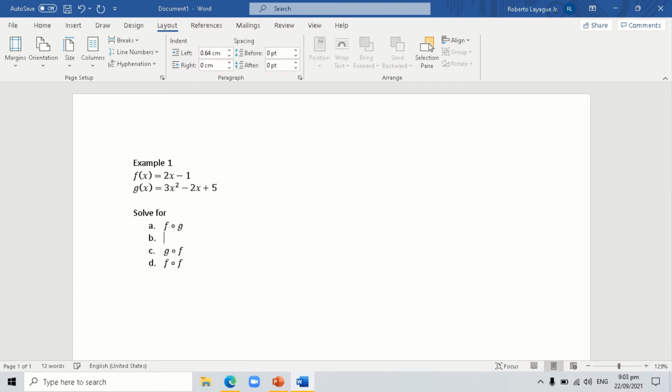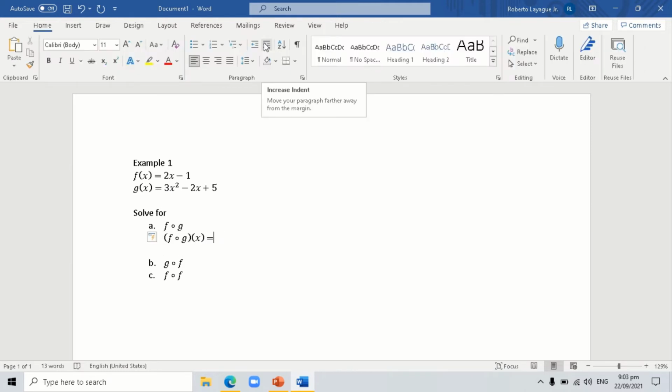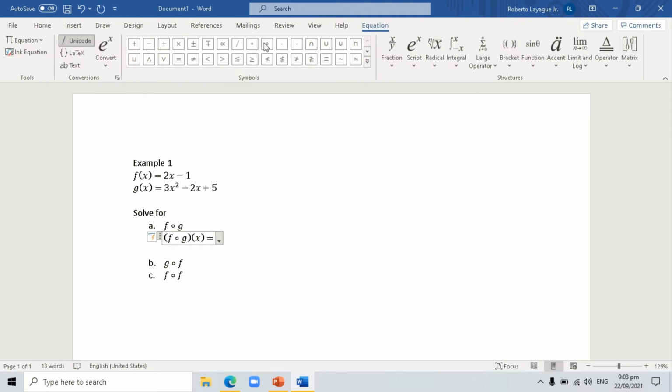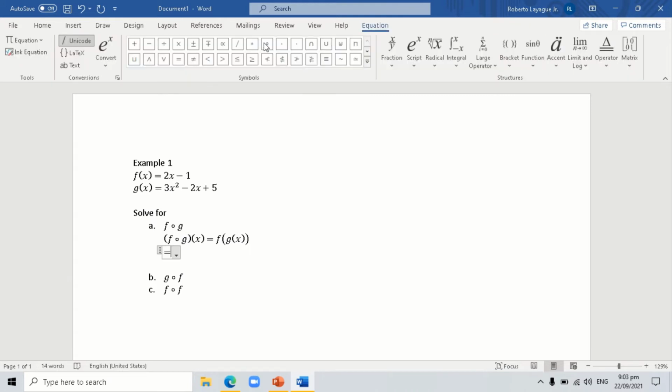I'm using Microsoft Word so that you'll see the process and how to do it. Once again, I have f circle of g, and I'm using the equation editor. You can watch my video about how to do this. In formulation, we have f circle of g of x, as a reminder that what you're going to put in is the value of g of x. So we have f of x, 2x minus 1.